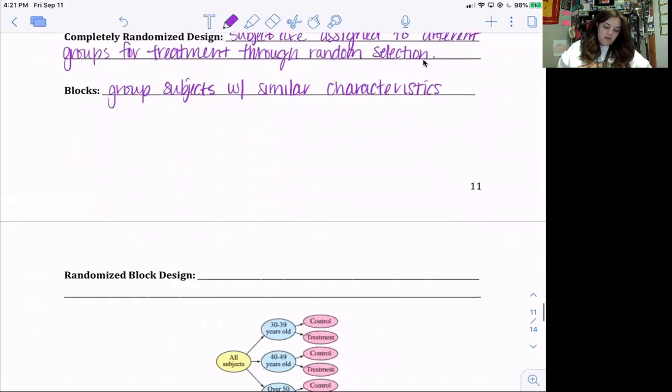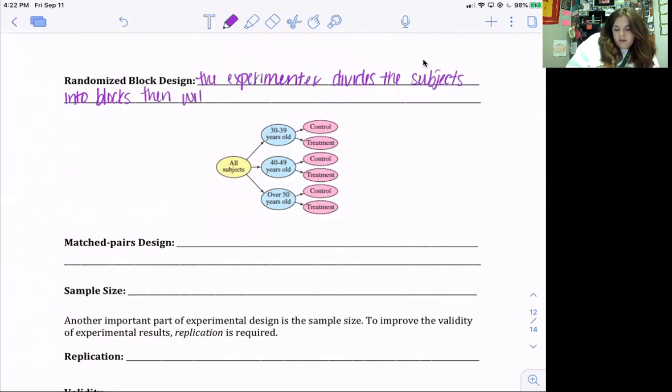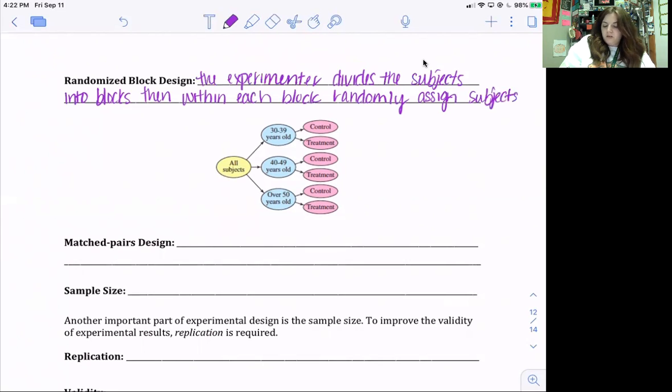Then a randomized block design is when the experimenter divides the subjects into blocks, then within each block, randomly assigns subjects to treatment groups.